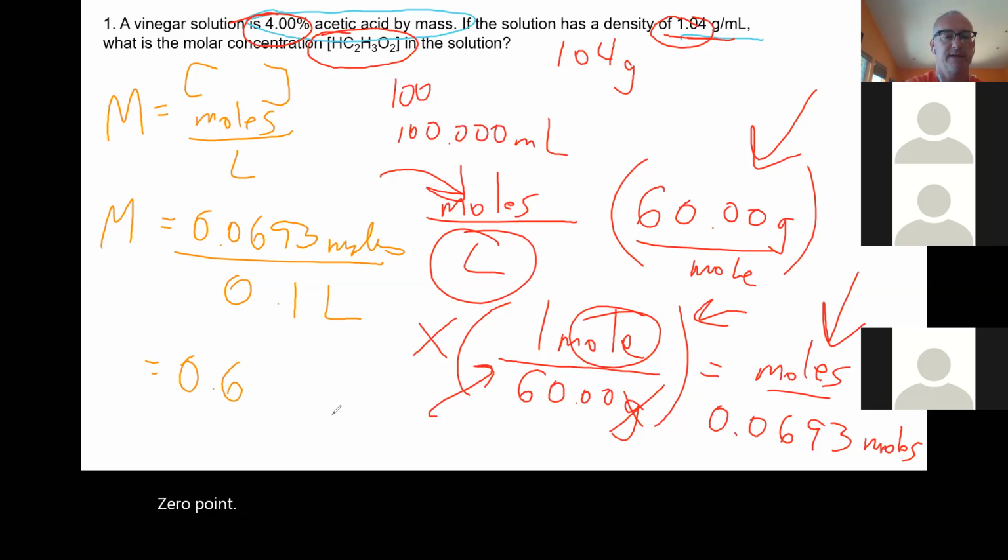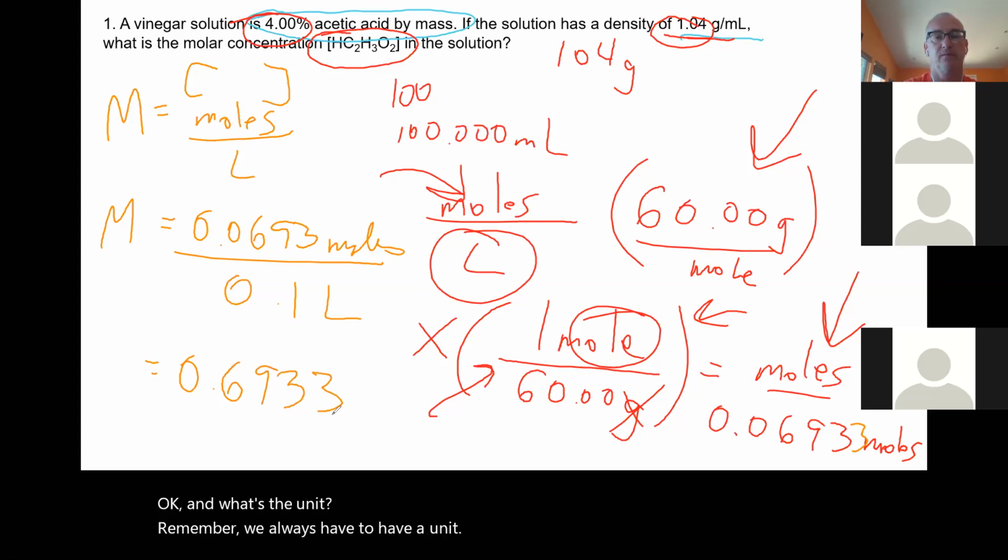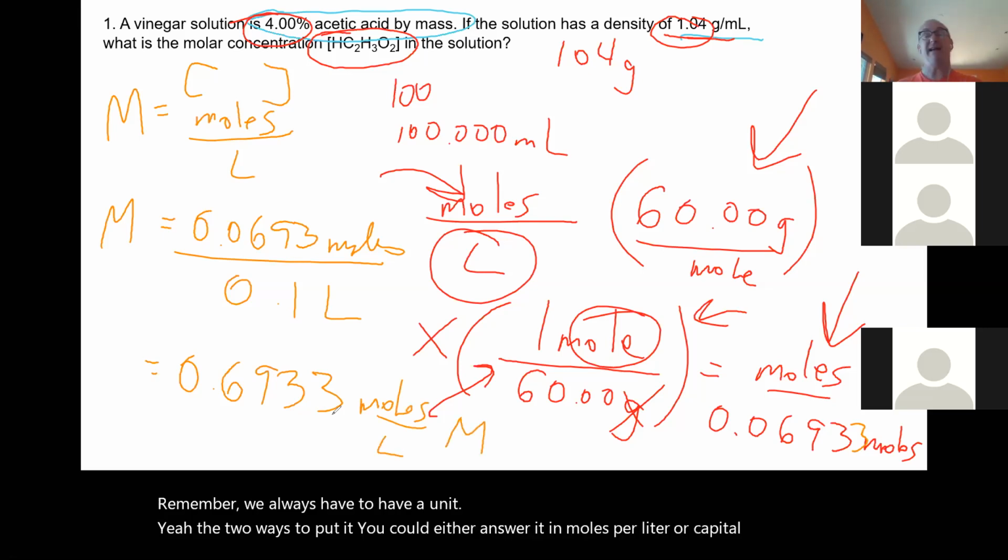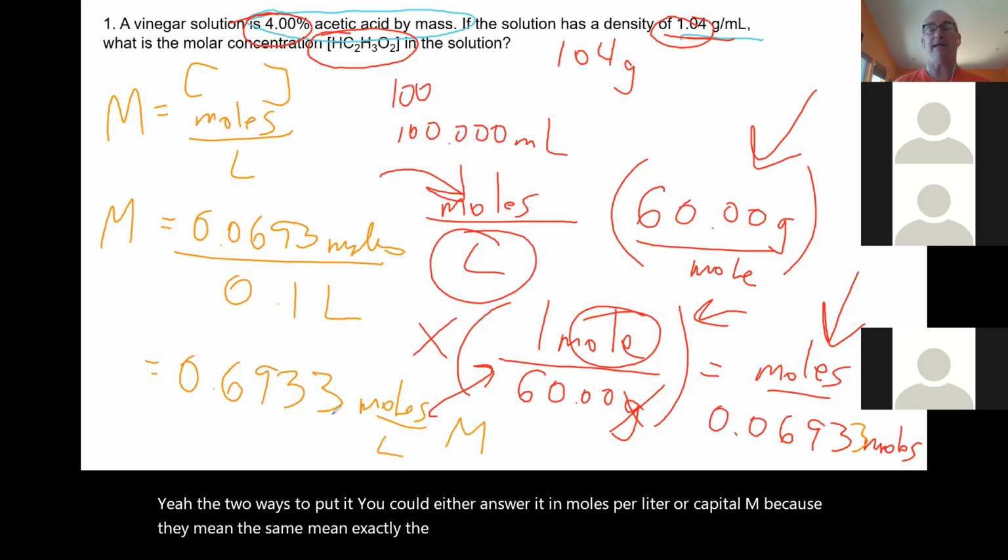Moles over 0.693. Where's the other 3 come from? Oh, is there another 3 here? Yeah. Okay. And what's the unit? Remember, moles always have to have a unit. Moles per liter. Yeah, 2 ways to put it. You could either answer it in moles per liter or capital M, because they mean exactly the same thing. That's what capital M means, is moles over liters.